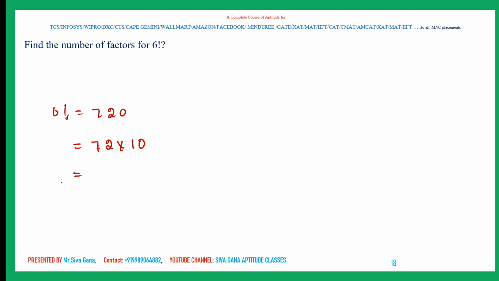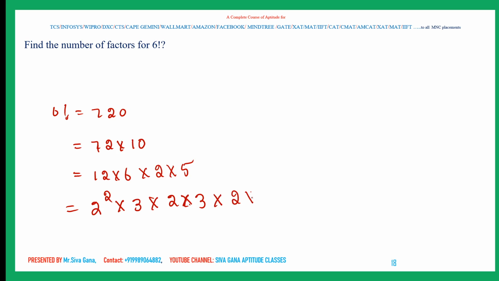6 factorial is 720. 720 is nothing but 72 into 10. 72 is 12 into 6. 10 is 2 into 5. Again 12 can be written as 4 into 3. 4 is 2 square into 3. 6 can be written as 2 into 3, and then 2 into 5. So how many powers of 2? 2, 3, 4. 2 power 4 into 3 square into 5 power 1.